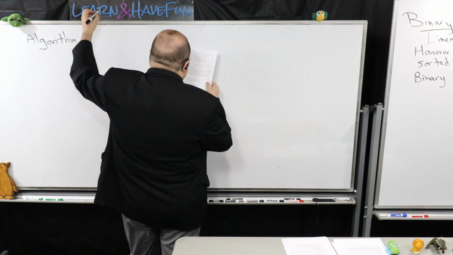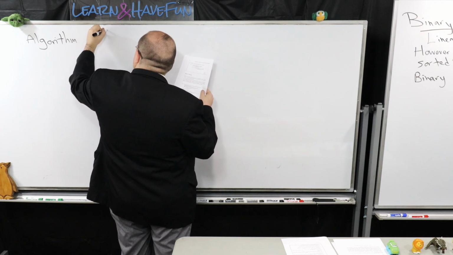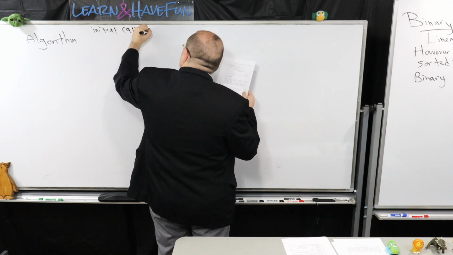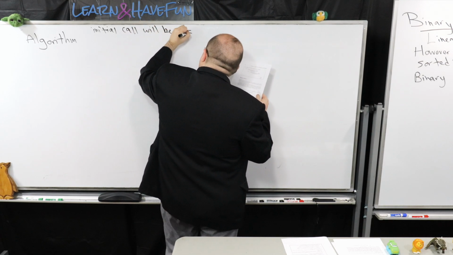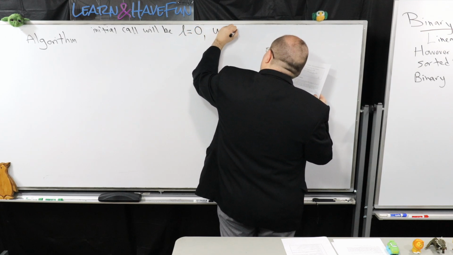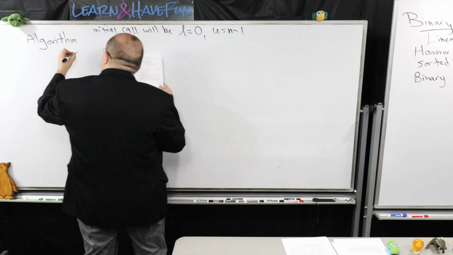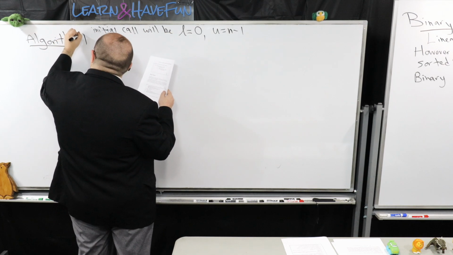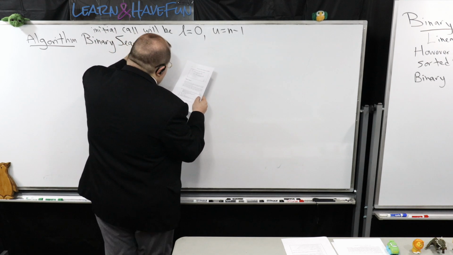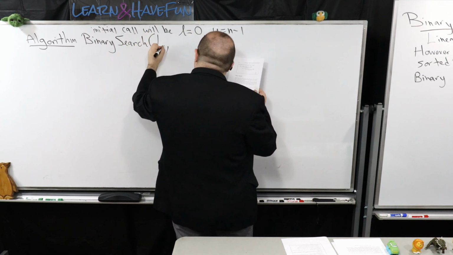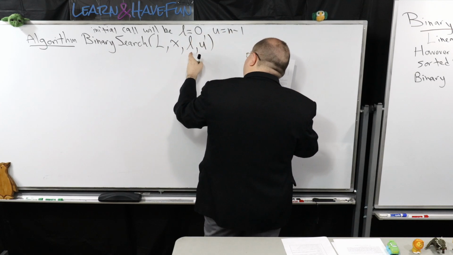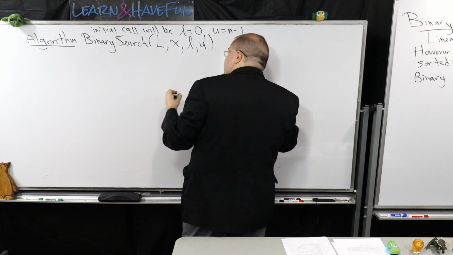So I must stress that the initial call will be, and I'm going to have a lower bound variable called L. I'm going to start it off at 0, and the upper bound U is going to be n minus 1. So I'm going to have my algorithm here. It's going to be called binary search. It's going to have the array L, the key X, the lower bound L, so lowercase l, and the upper bound U.